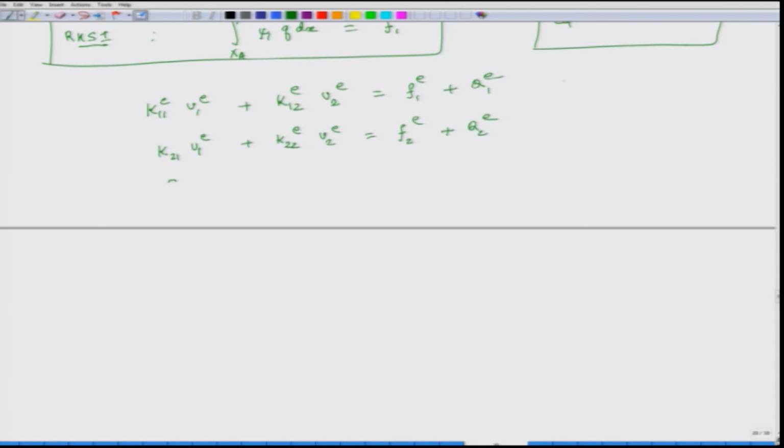Or I can put this in matrix form. I can call this the K matrix, and a lot of times this K matrix is known as the stiffness matrix, at least in solid mechanics. This is my vector for each element, and this equals some force vector Fe plus some secondary variable vector Qe. Okay. And this K also has a superscript e, because this is all specific to the element.